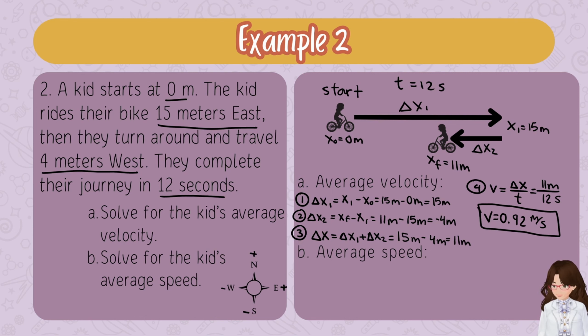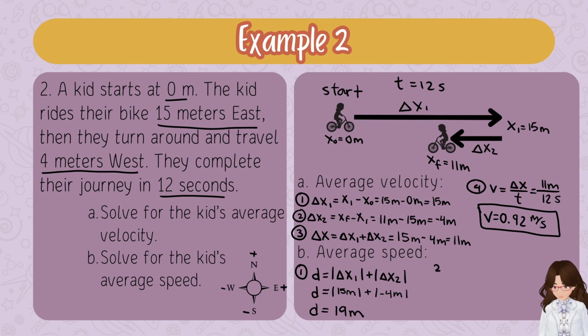Now, let's go ahead and look at our average speed. In this case here, our first step is to get our total distance traveled, which is going to be the sum of the magnitudes of our displacements. So I'm going to get the magnitude of displacement 1 plus the magnitude of displacement 2. Let's go ahead and plug that in. So I'm going to go ahead and put in 15 meters plus negative 4 meters, and that will produce a result of 15 plus 4, which is 19 meters.